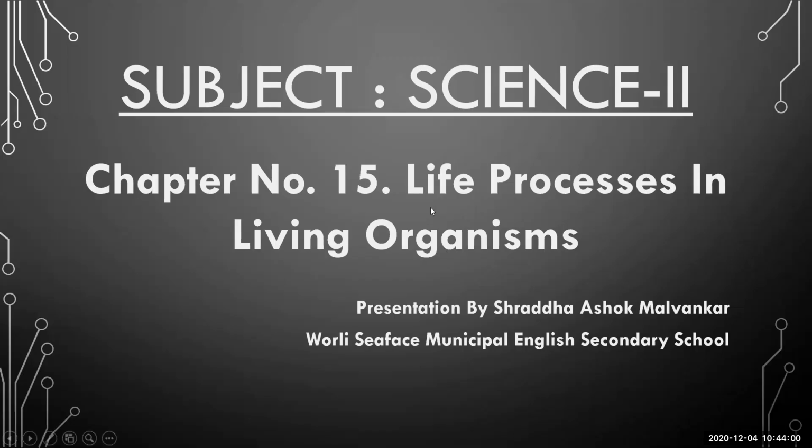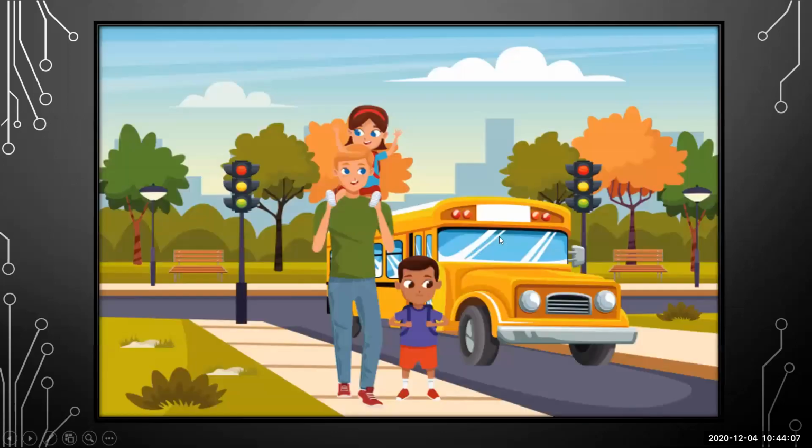Today we will start with the 15th chapter, Life Processes in Living Organisms of Science 2, and we are going to study the different life processes which we come across in living beings. Now you can see in this picture many living and non-living things. We can see human beings, which are living beings, then trees are living things, and there are non-living things such as buses and the signal. So in our surroundings we come across many living and non-living things.